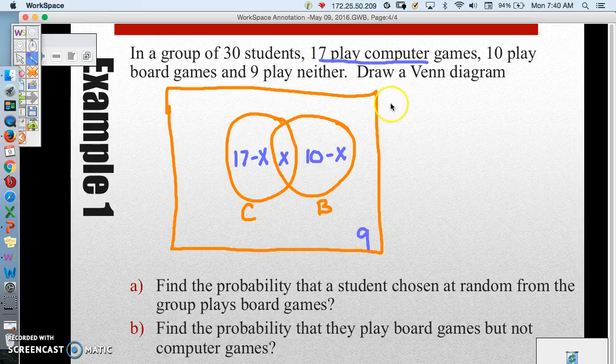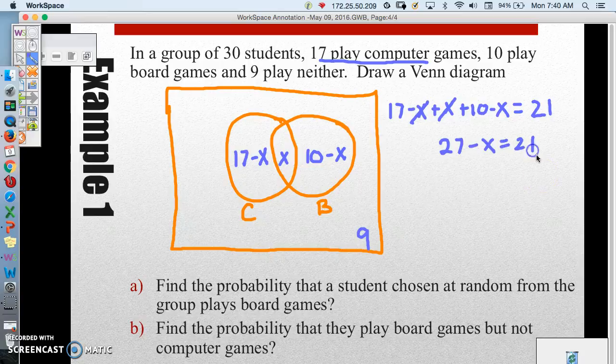Now we could figure out X, because 17 minus X plus 10 minus X has to equal 21 here. So we have 27 minus X equals 21. Well, X has to be 6. Now we can figure out these numbers. If this is 6, 10 minus 6 is 4, 17 minus 6 is 11, 11 plus 6 plus 4 is 21, plus 9, so we have our 30 there. So we can set up an algebra equation to figure that out.